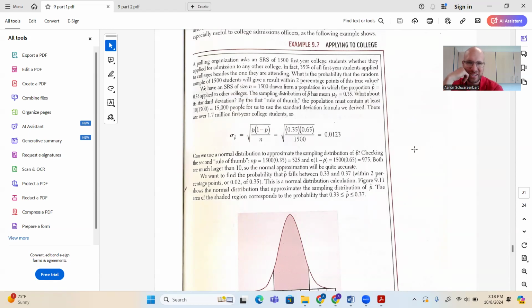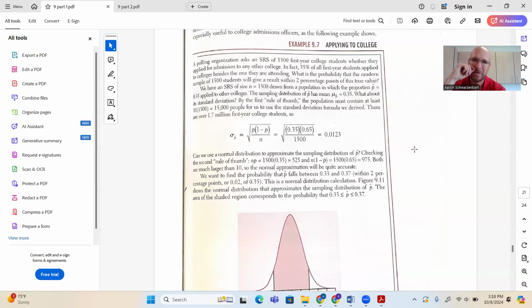We have an SRS of size 1,500 from a population with proportion p equals 0.35 applied to other colleges. The sampling distribution of p hat means that mu of p hat equals 0.35. What about its standard deviation? Well, using the first rule of thumb, 10 times the 1,500 in our sample, our population of first-year college students in America is well over 15,000. As a fact, there's 1.7 million, so we're good there.